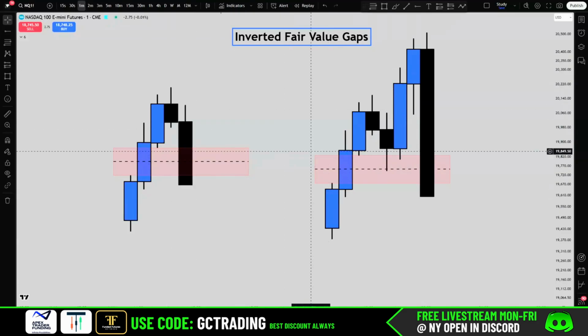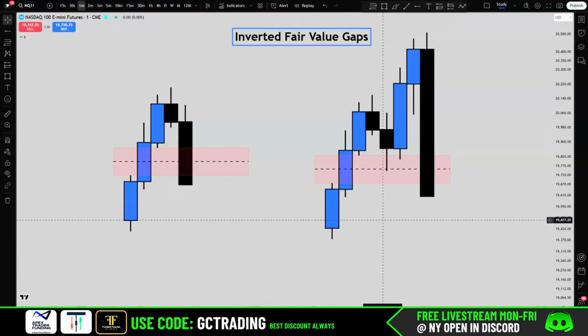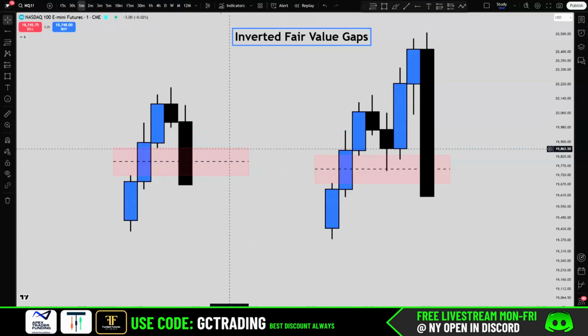So I like both of these. I feel like I see this play a little bit more often, the manipulation leg. But yeah, this is pretty much what an inverted fair value gap is. Let me show you guys some bullish examples real quick.